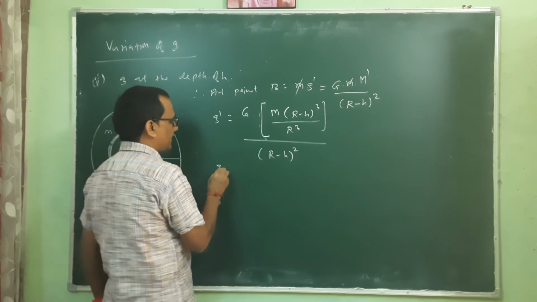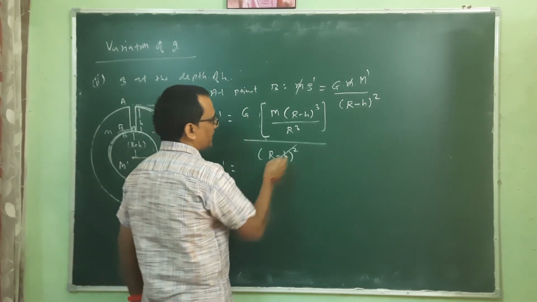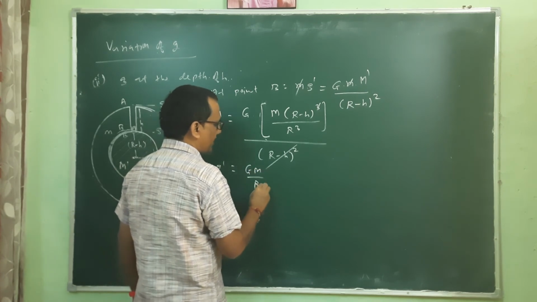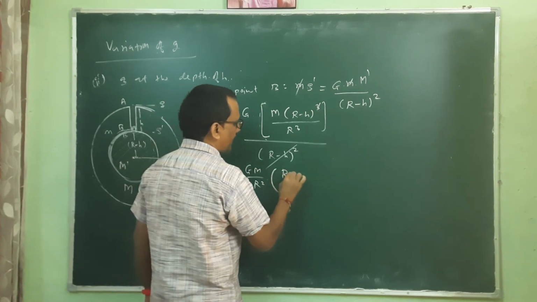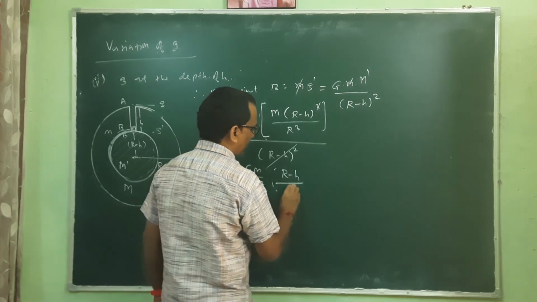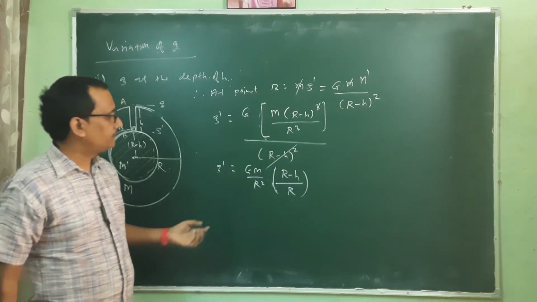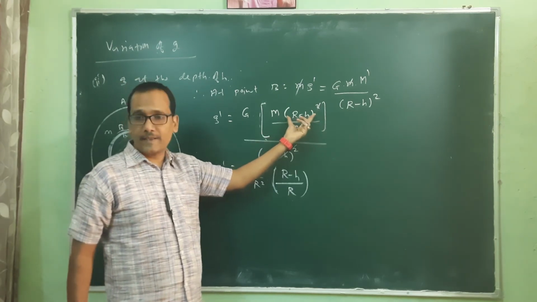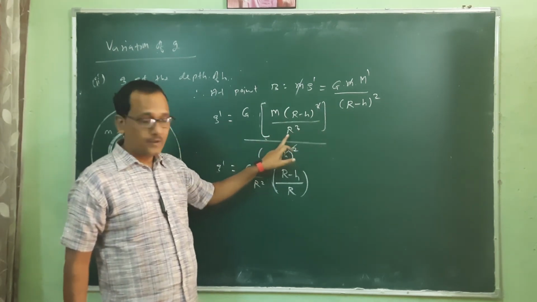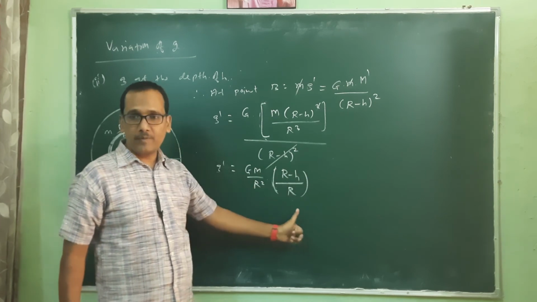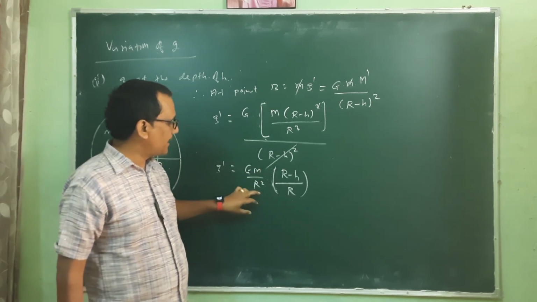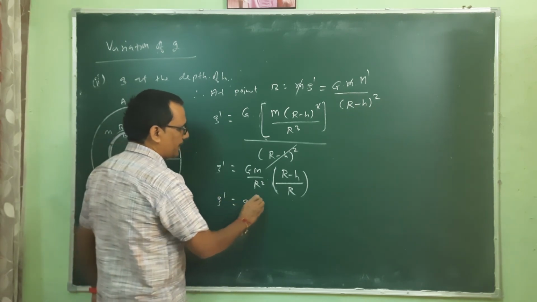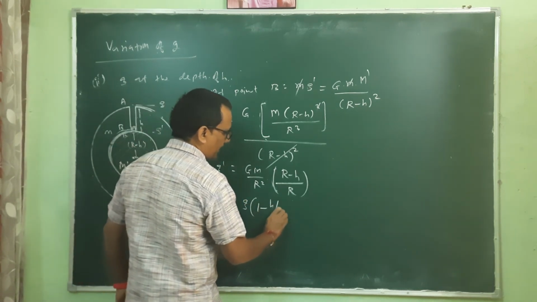So this is g prime, it is equal to, this square can be cancelled, and this is GM by R square multiplied by R minus h by R. Check it. Okay, this R minus h square can be cancelled. Here that R minus h will remain, and this R cube can be divided into two parts, R square multiplied by R, and this GM by R square can be substituted as g. So g prime is equivalent to g times 1 minus h upon R.